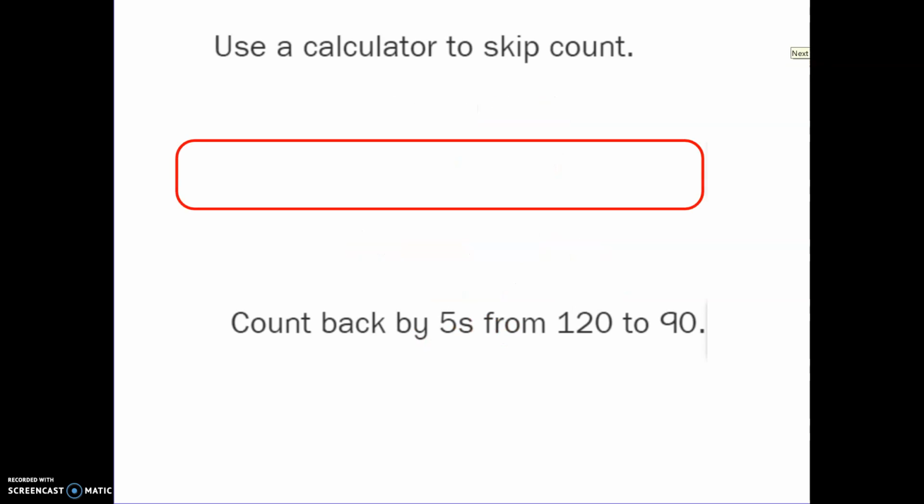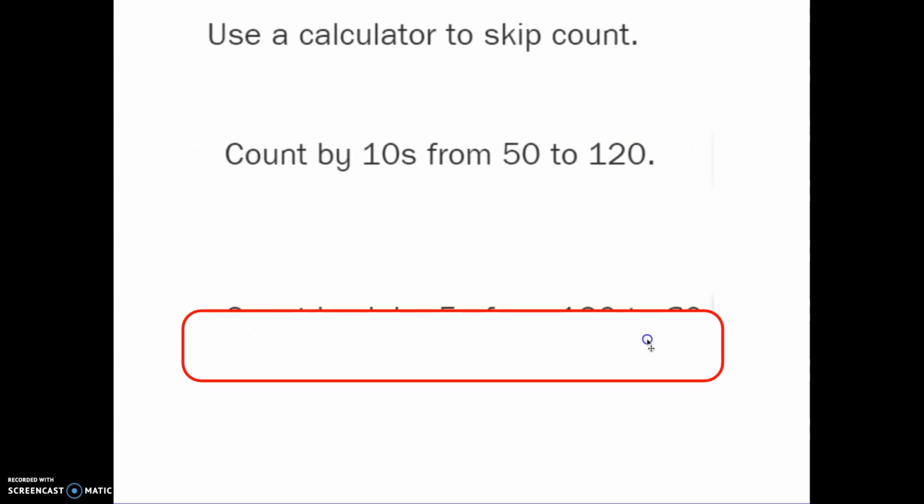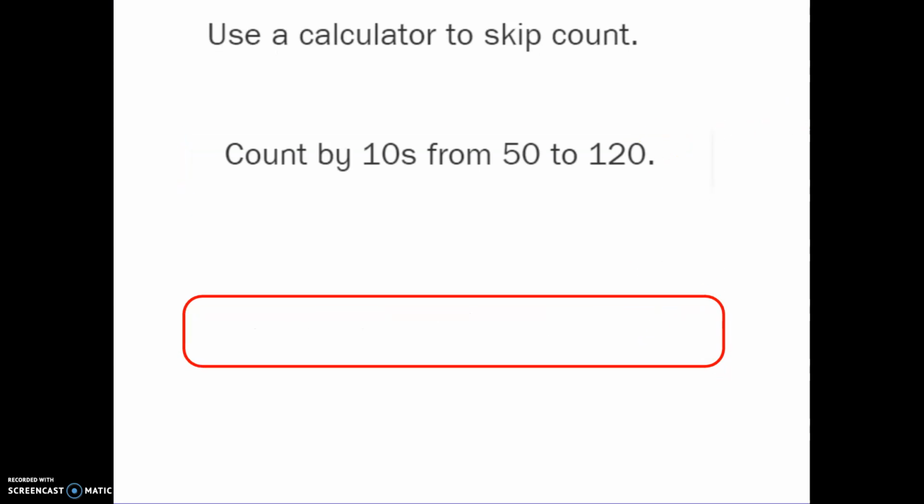So you're going to get your calculator and we're going to use it to do some skip counting. First we're going to count by tens from 50. So you need to clear out your calculator. There's a C button. Push that C button several times and it will clear out the calculator. Then type in 50. You're going to start at 50 and count by tens to 120.